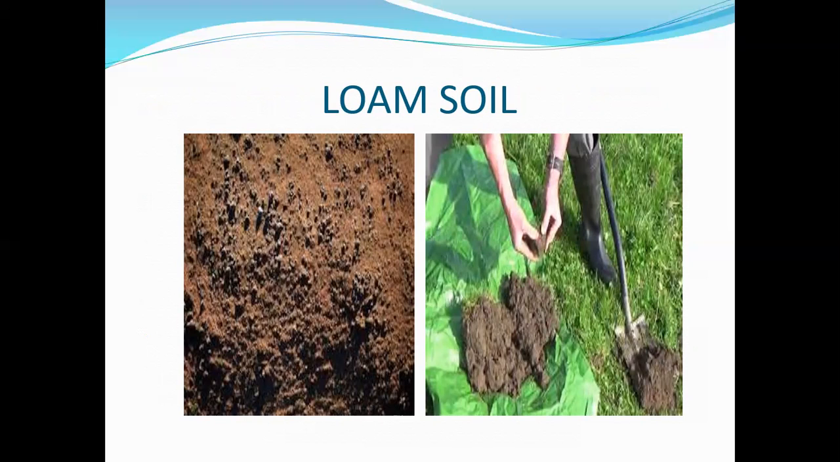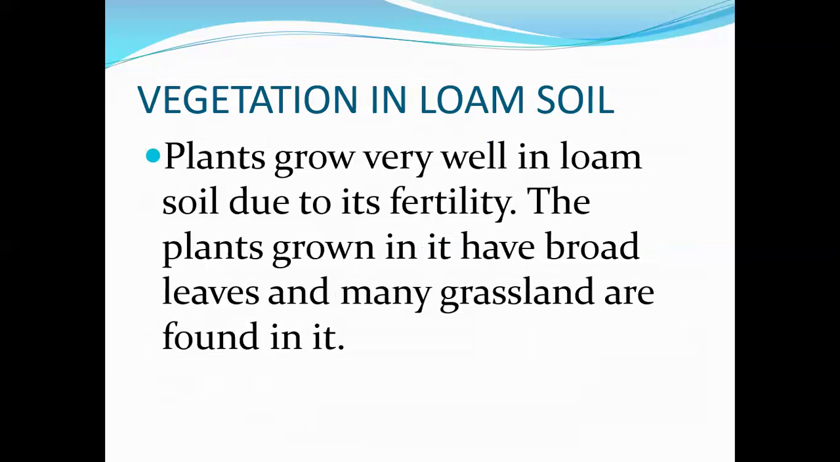As you see, there are some rocks, and humus is also there because its color is dark brownish and blackish. This dark substance is known as humus. This type of soil is very good for gardening, for grasslands, and for growing vegetables and fruits. Vegetation in loam soil: plants grow very well in loam soil due to its fertility. The plants grown in it have broad leaves and many grasslands are found in it.